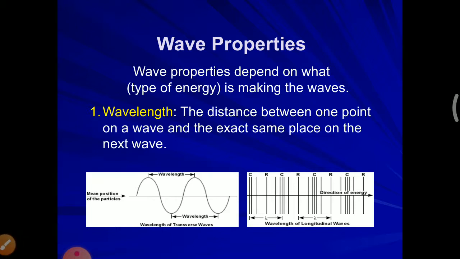In a transverse wave, the crest to crest distance is called wavelength, or the trough to trough distance is called wavelength. If you take a longitudinal wave, compression to compression is called wavelength. Rarefaction to rarefaction is called wavelength.